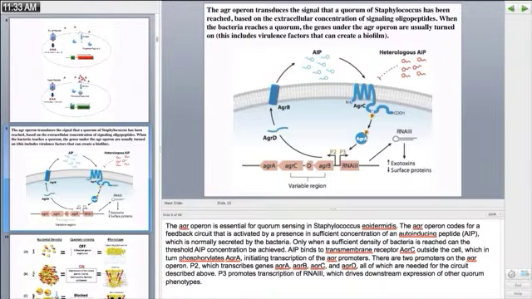This specific histidine kinase is called AgrC. You can see that it has several domains that are exposed to the exterior environment. So one of these domains would interact with the autoinducer peptides, which would phosphorylate a cytoplasmic histidine, a highly conserved histidine. This is found in roughly the same position in virtually every histidine kinase ever described.